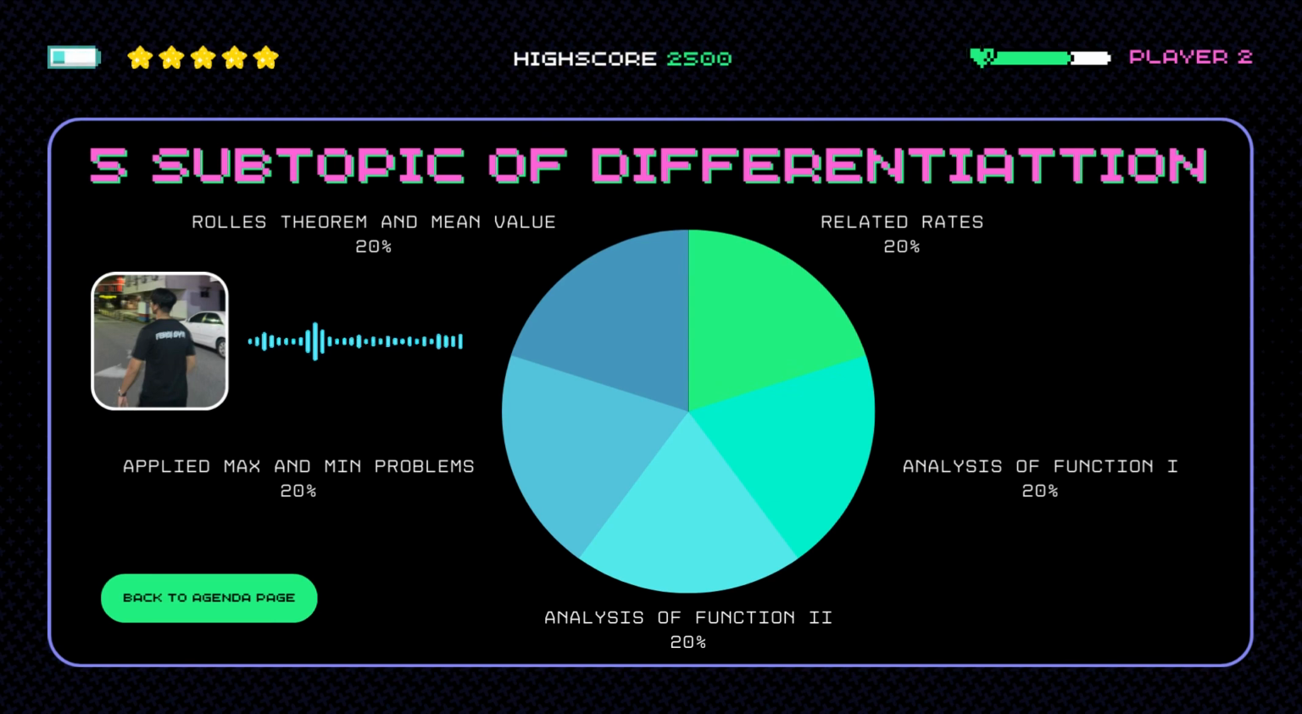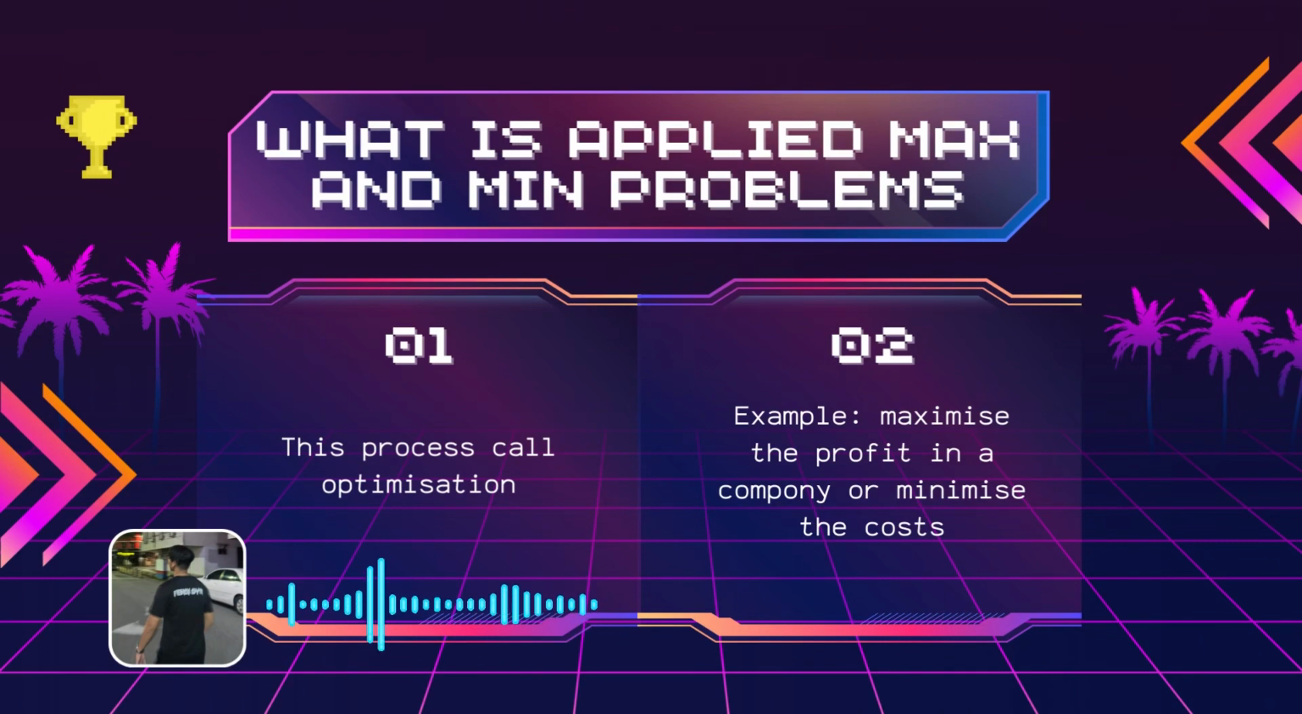Okay guys, now we're gonna see 5 subtopics of differentiation. First, rules, theorem and mean value. Then, related rates. We also have analysis of function 1, analysis of function 2, and lastly, apply max and minimum problems. Say it with me. Optimization. Next, example. Maximize the profit in a company or minimize the cost.